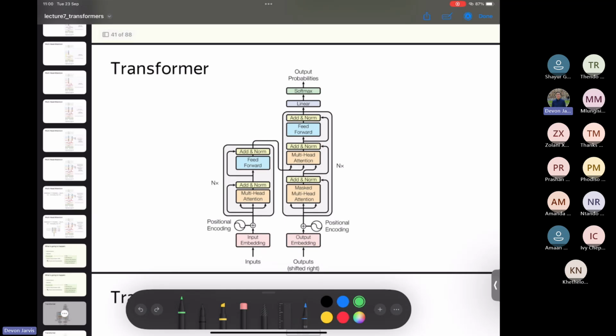I think let's actually take a break there for 15 minutes and then we'll come back and talk about the full architecture.